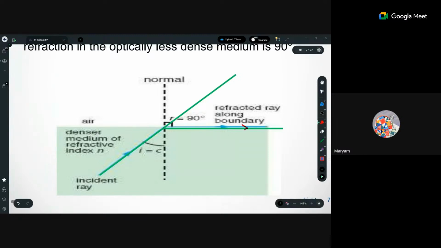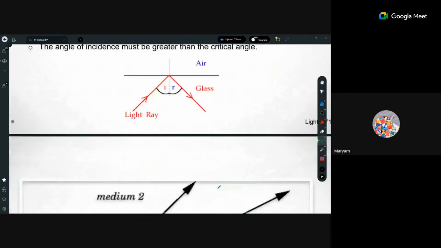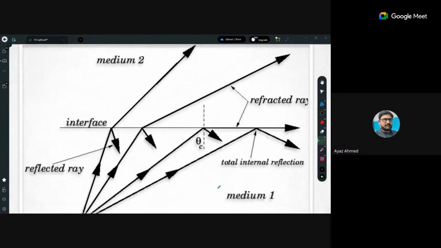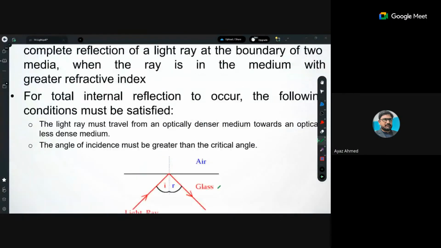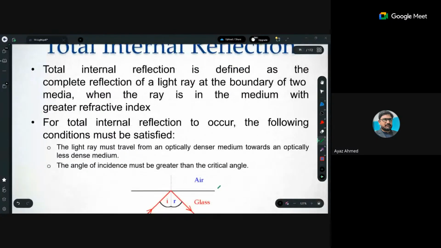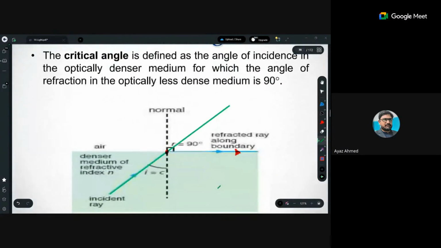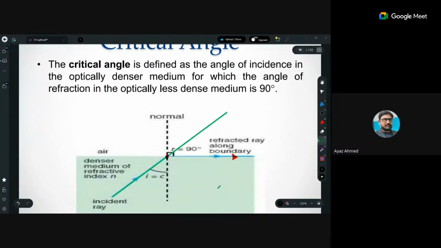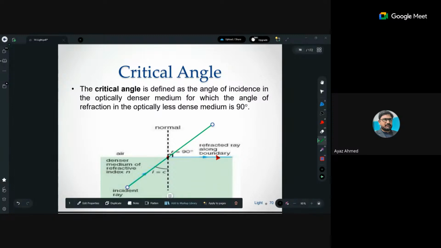But for that, shouldn't the angle of incidence increase? Yes, it would. I will draw it. The more you increase the angle of incidence, the more the angle of refraction changes. I will refer to this diagram, but first I want to explain total internal reflection, and this is the critical angle situation.